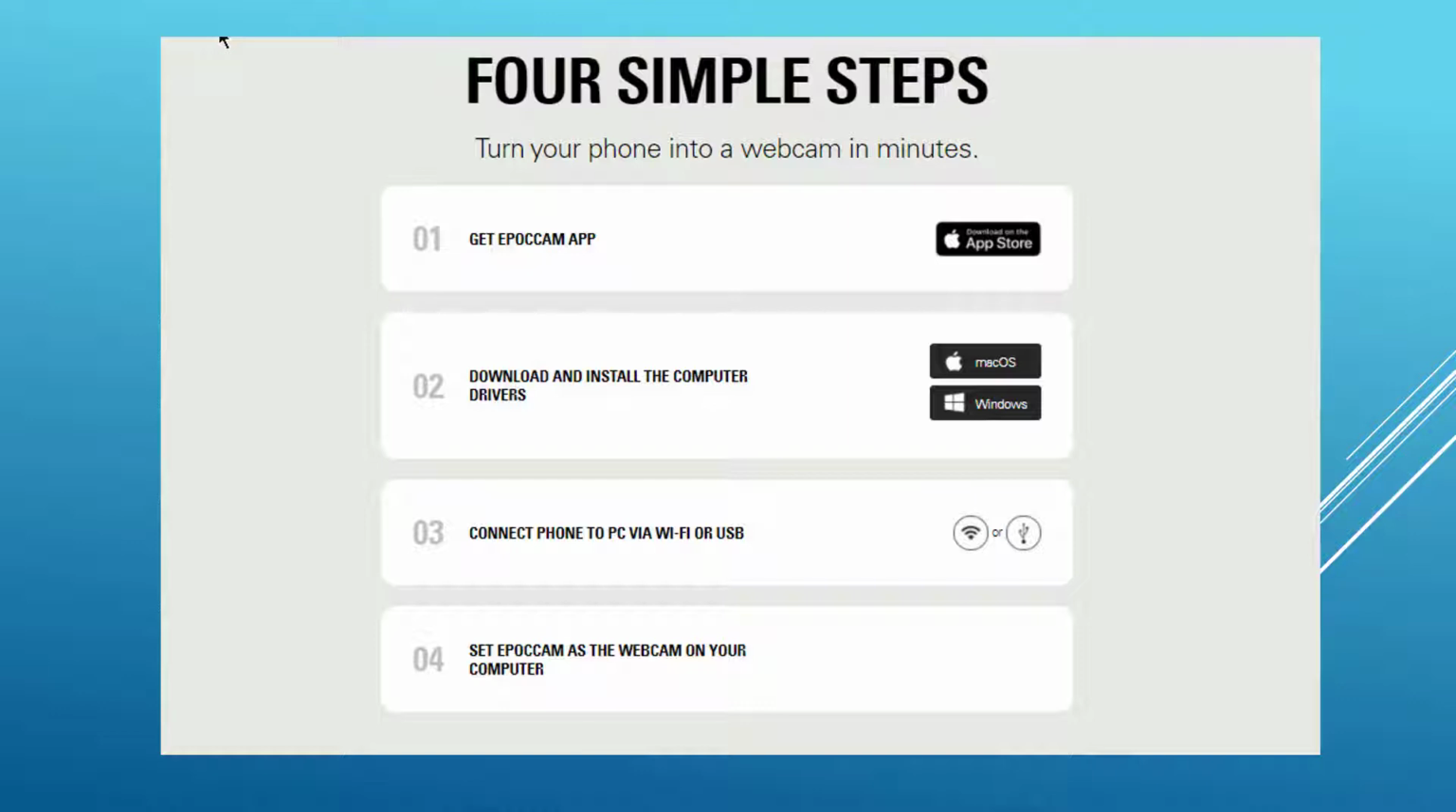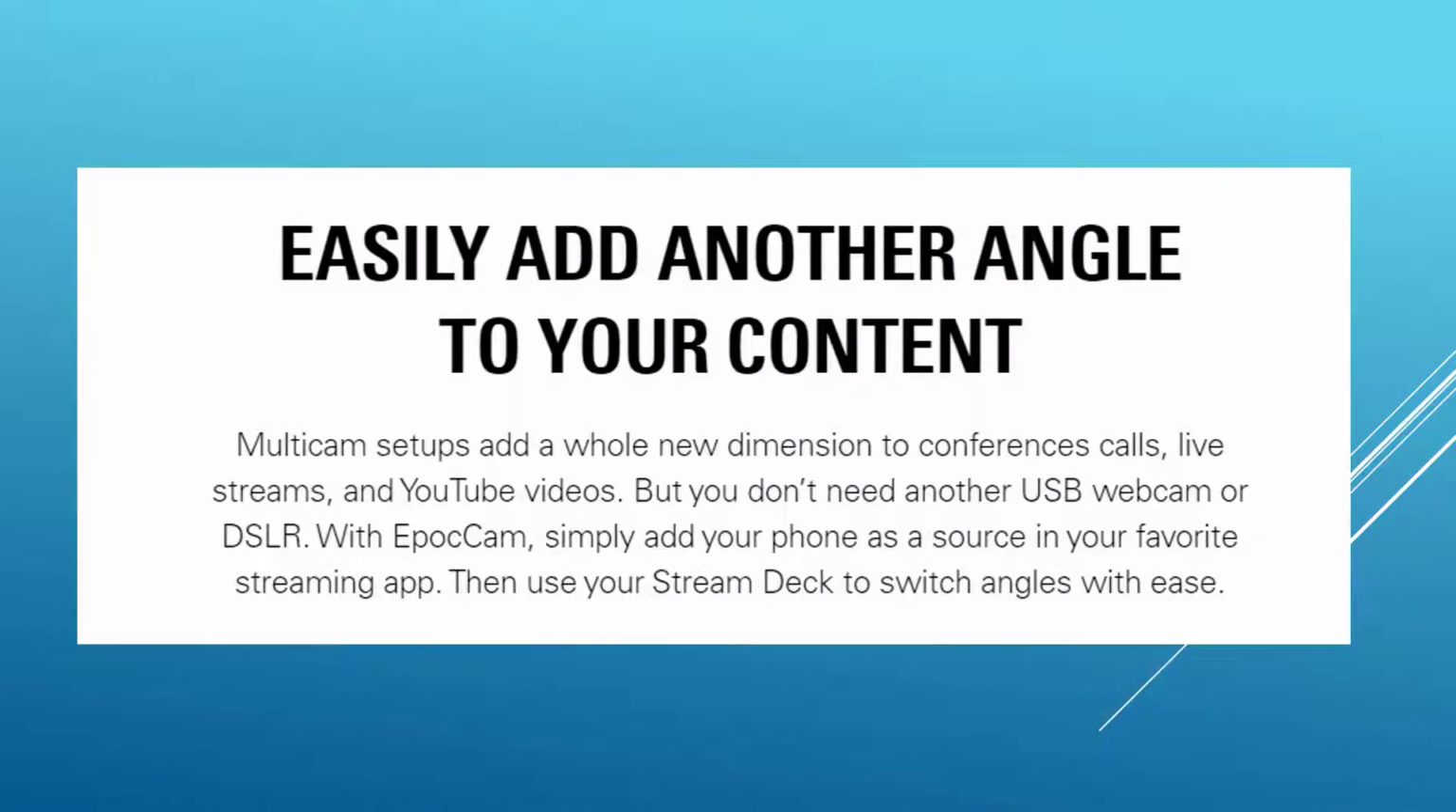There are 4 simple steps. Turn your phone into a webcam in minutes. Step 1, get EpocCam app from the App Store. Step 2, download and install the computer drivers on your PC or on your Mac. Step 3, connect the phone to a PC via either Wi-Fi or USB. And step 4, set EpocCam as the webcam on your computer. And that's it.